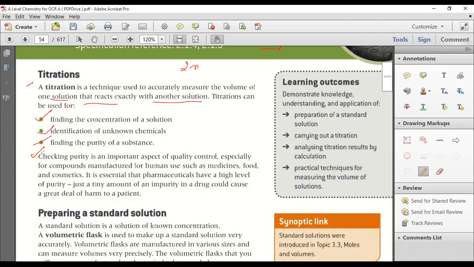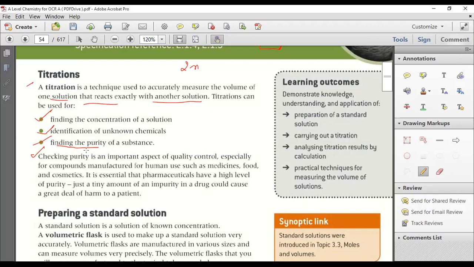Checking the purity is an important aspect of quality control, especially for compounds manufactured for human use, such as medicine, food, and cosmetics. Now, the third is finding the purity. It is not that we have some substance and simply need to find out whether it is pure or not. This type of thing is used whenever medicines are produced. Now, suppose you see paracetamol, I hope you know this paracetamol medicine.